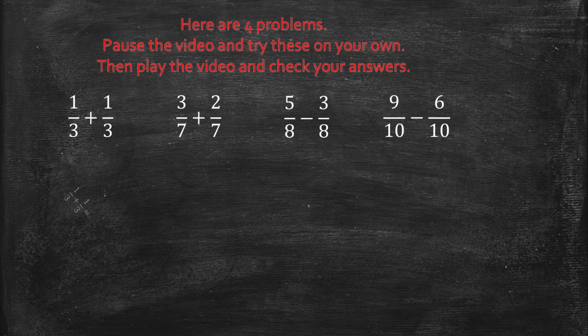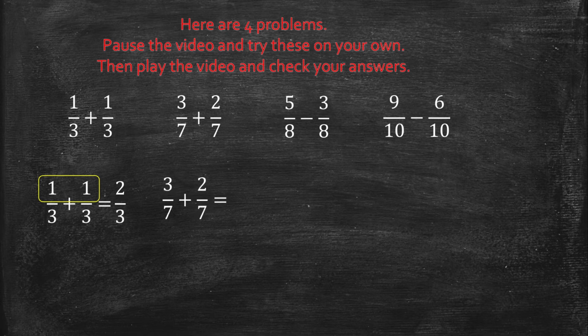Alright, so for the first one, all of these have a common denominator, so we don't have to change the denominator. We only have to add the numerator in this first problem. And our two numerators are 1 and 1. So we have to add 1 plus 1, giving us 2/3.